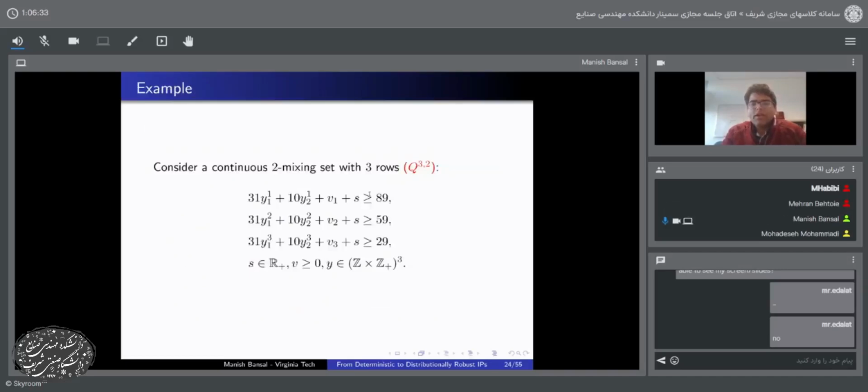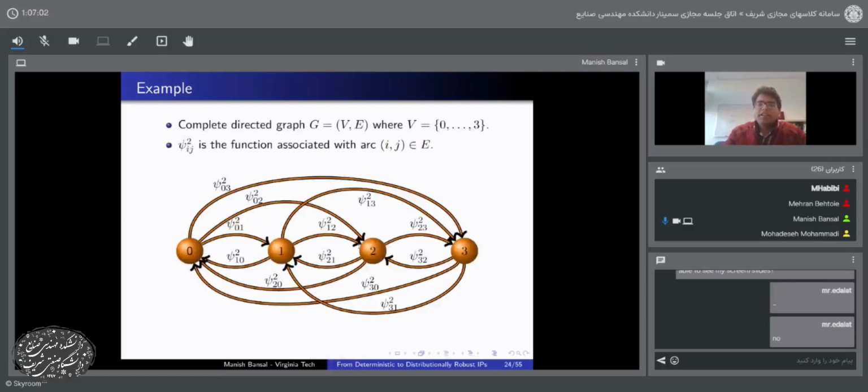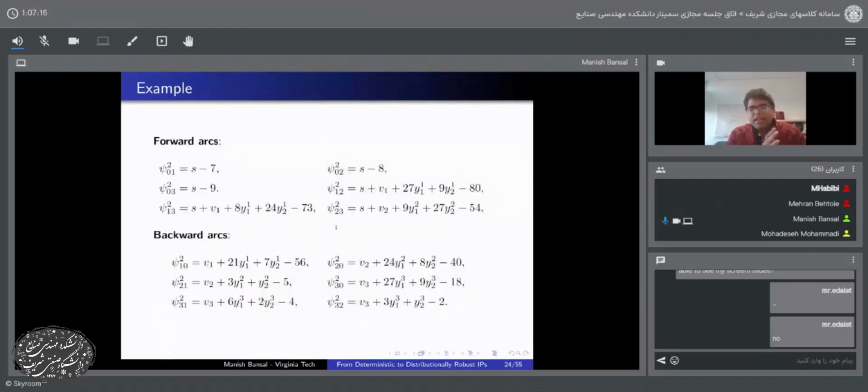So here is one toy example. Consider a continuous two mixing set with two rows, or Q32, which means that there are three constraints in the set, and each constraint has two integer variables. And there is a continuous variable v1, v2, v3 corresponding to each constraint, and there is a continuous variable s which is common among all the constraints. And I want to derive a class of inequalities for this particular set. So the process will be, I will generate a complete directed graph G with 3 plus 1, with 4 nodes. And I will write these linear functions corresponding to each of the arcs in this graph. It looked a little bit more sophisticated, but essentially these are nice linear functions in terms of the variables of the set.